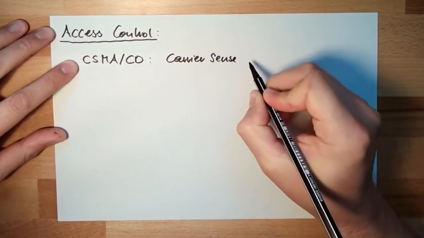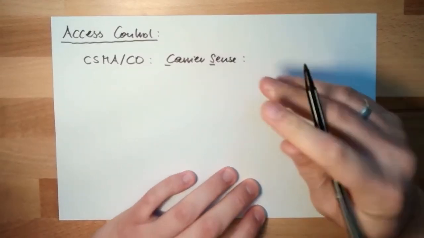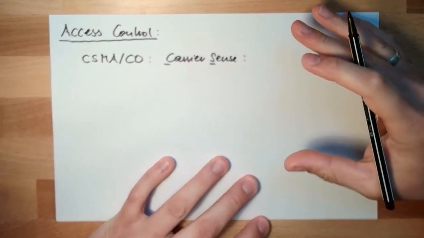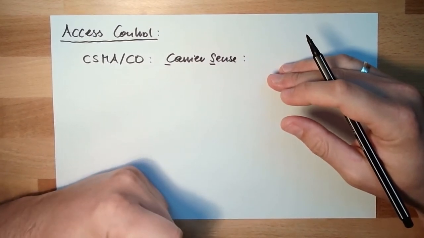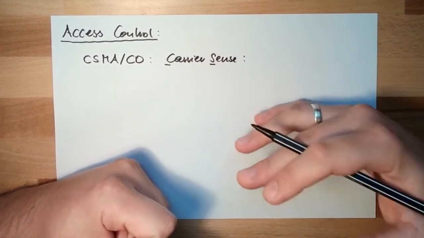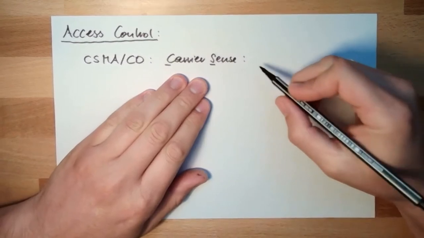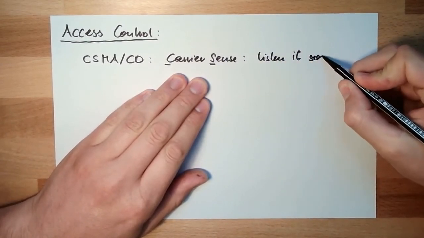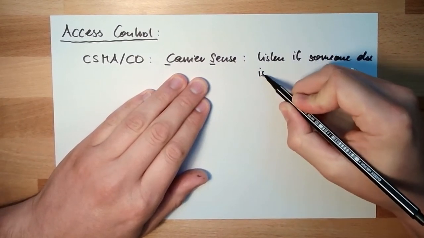What does it mean, carrier sense? If a participant wants to tell something, it listens if somebody else is already talking. So it's a very polite solution. It's just not shouting out. It first listens if somebody else is talking.